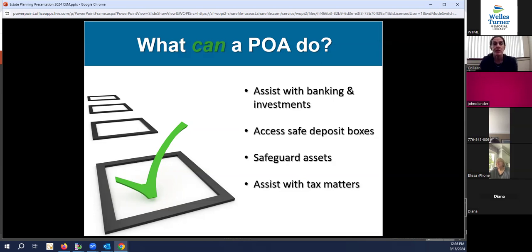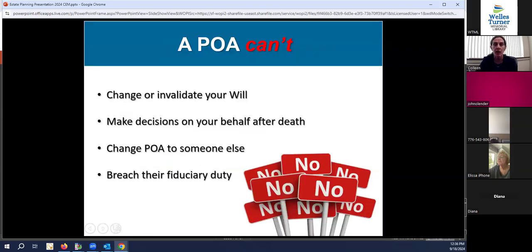It allows someone to help assist with tax matters, safeguard assets. So it's an important document. No one plans on becoming incapacitated. No one plans on having a car accident or something like that. But we like to make sure that we have these things in place just in case.